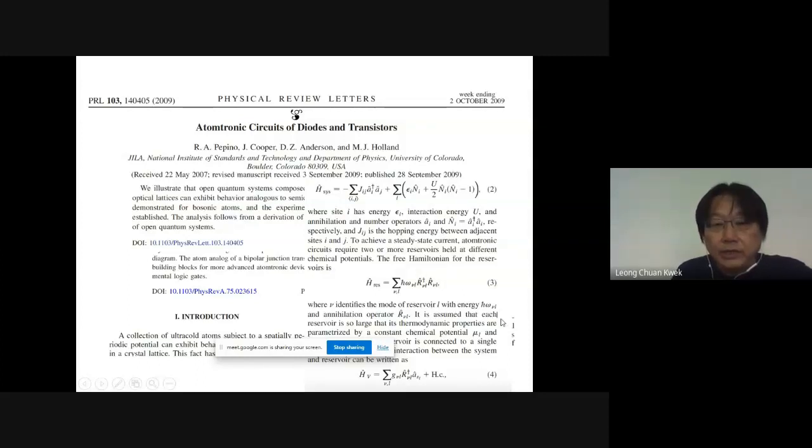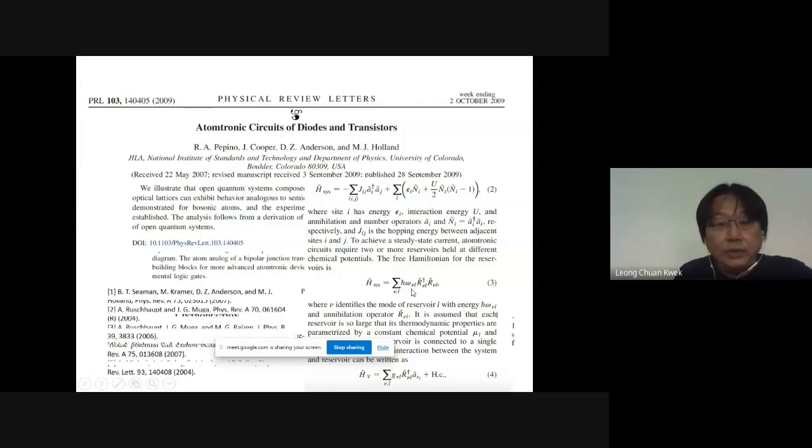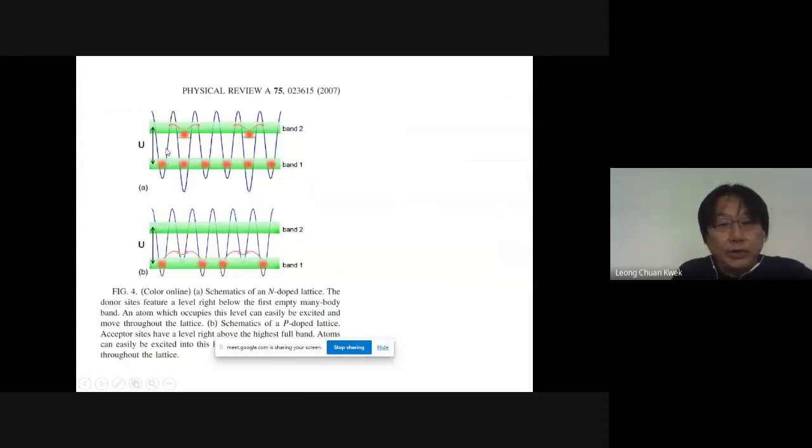And they consider, of course, the system in a reservoir, and they could show that depending on how you design the optical potential, you can mimic a semiconductor device. So there are two energy levels of the atoms that can be trapped in the potential well. If the atoms are all in this, we call it band 1 or valence band, and atoms that are excited to the next band are called, in some sense, conduction band. That's in a nutshell.